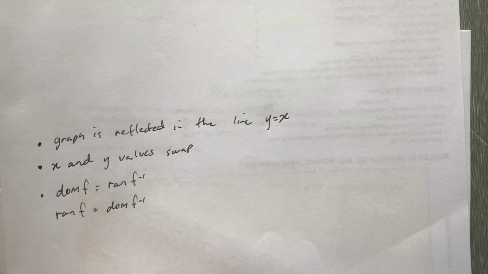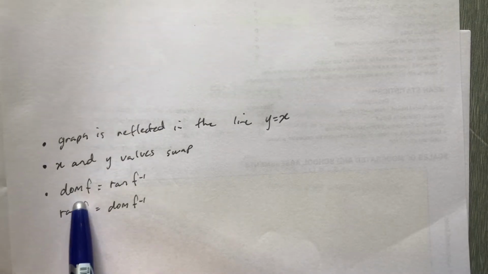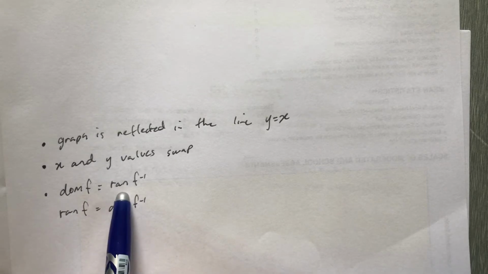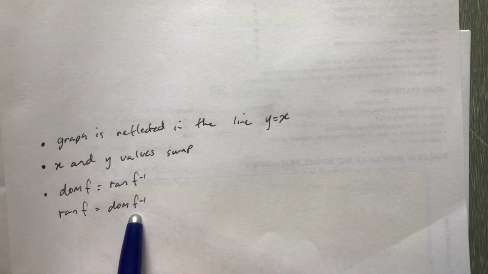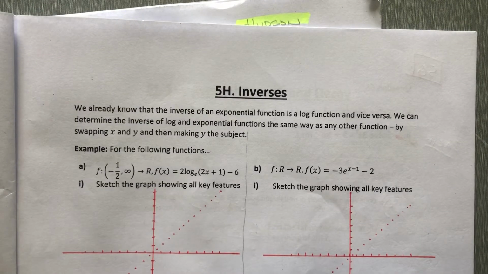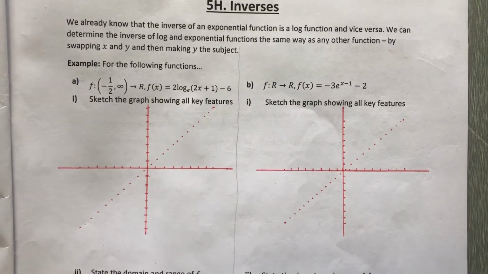And the last thing for now is that the domain of your initial function, so just f, is the same as the range of your inverse. So again, your x's and y's have swapped over, and the same sort of thing with the range of f and the domain of the inverse, because your x and y's are swapped over. Alright, so let's start having a look at our examples that you should have in your booklet.